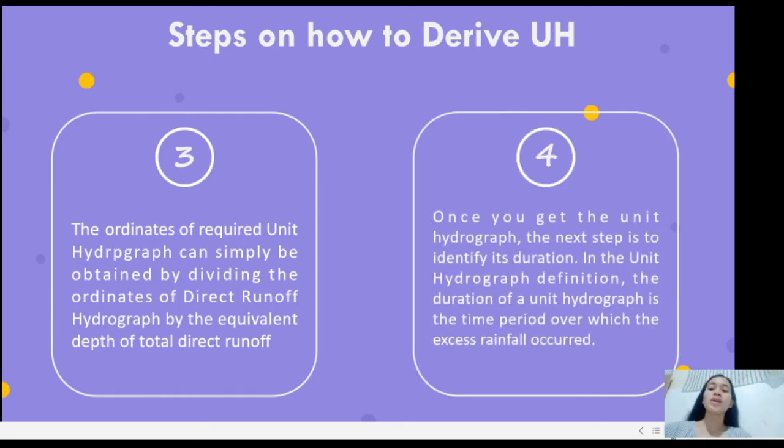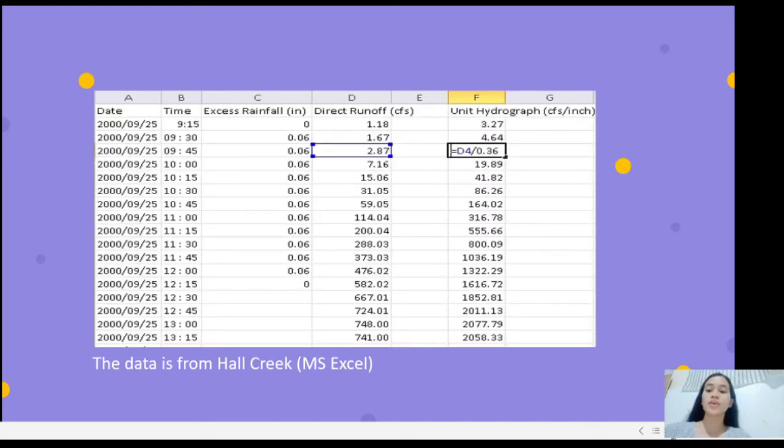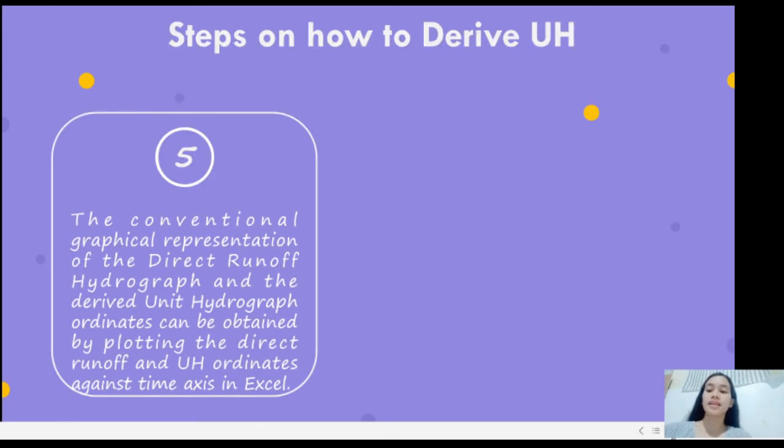Fourth, once you get the unit hydrograph, the next step is to identify its duration. In the unit hydrograph definition, the duration of unit hydrograph is the time period over which the excess rainfall occurred, as also shown in this table.